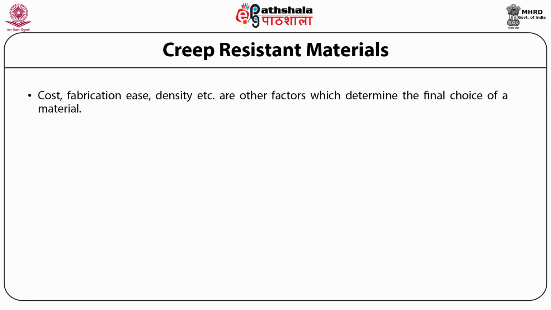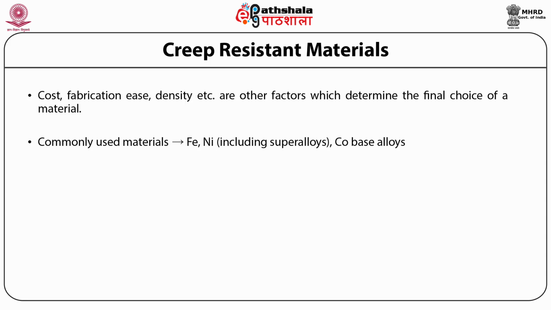Cost, fabrication ease, density, etc. are other factors which determine the final choice of a material. The commonly used materials are iron, nickel, including the superalloys, and the cobalt-based alloys.